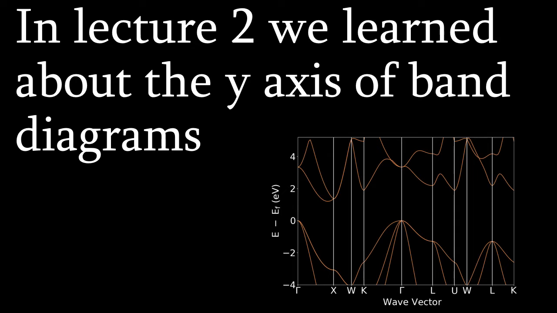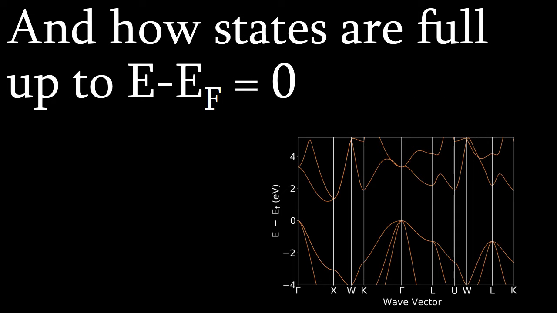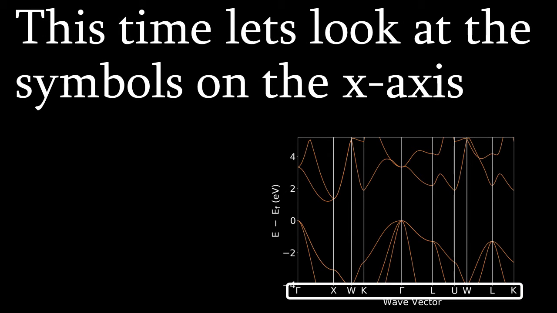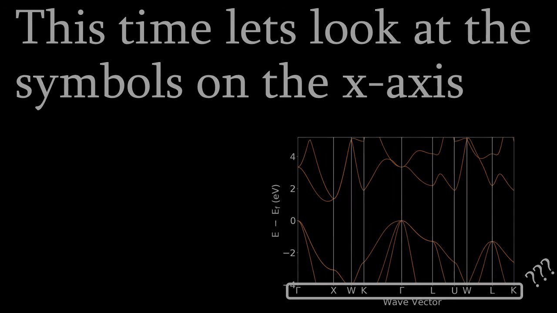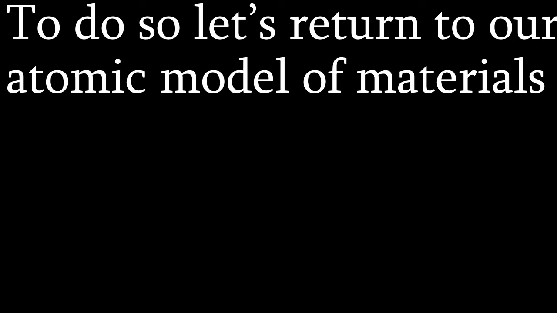In Lecture 2 we learned about the y-axis of band diagrams and how states are full up to E minus EF is 0. This time let's look at the symbols on the x-axis. To do so, let's return to our atomic model of materials.